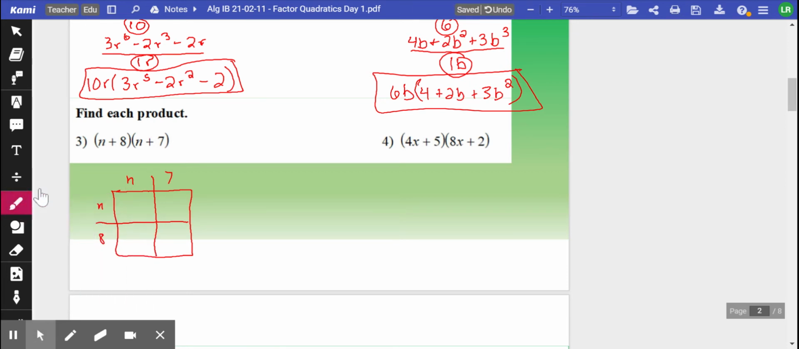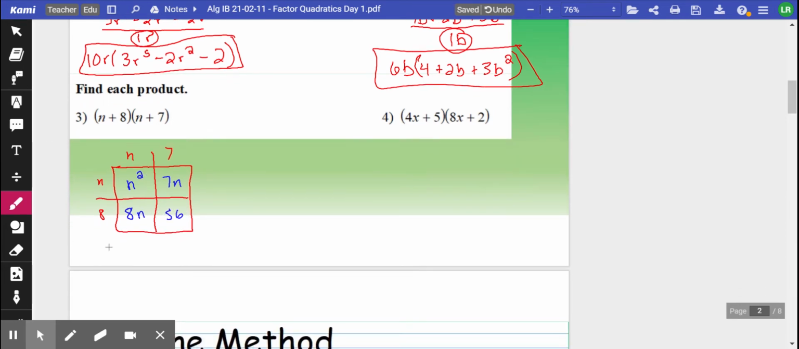N times n is n squared. N times 7 is 7n. 8 times n is 8n. 8 times 7 is 56. Add up our like terms. So I have my n squared. My n's get added up. That would be 15n plus 56.